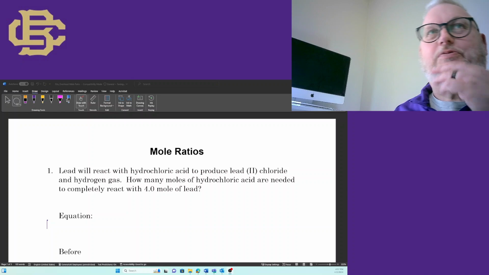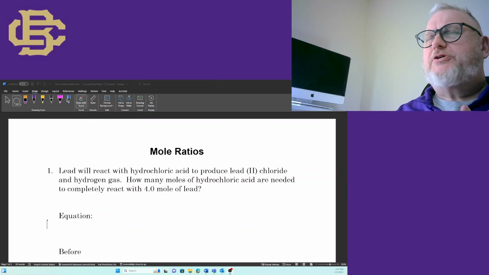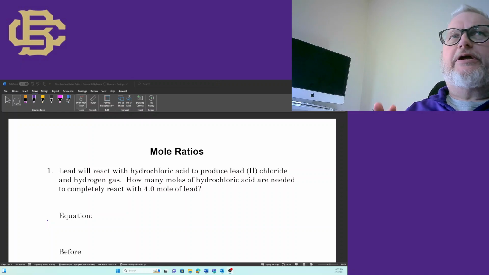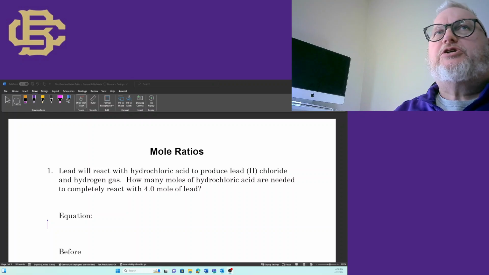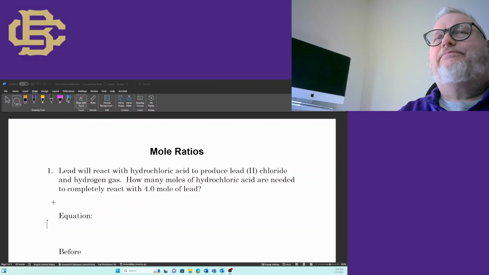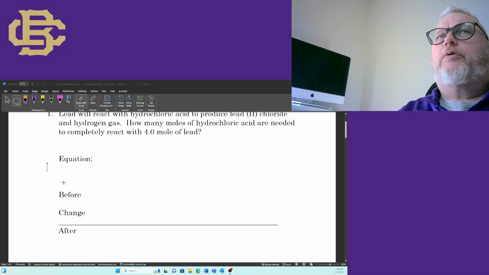Purple wave chemistry. So let's get into our first bit of stoichiometry by looking at this mole ratio. And I went over this in class, but this is about as good as any. So we'll look at this one. Let's look at the first one.